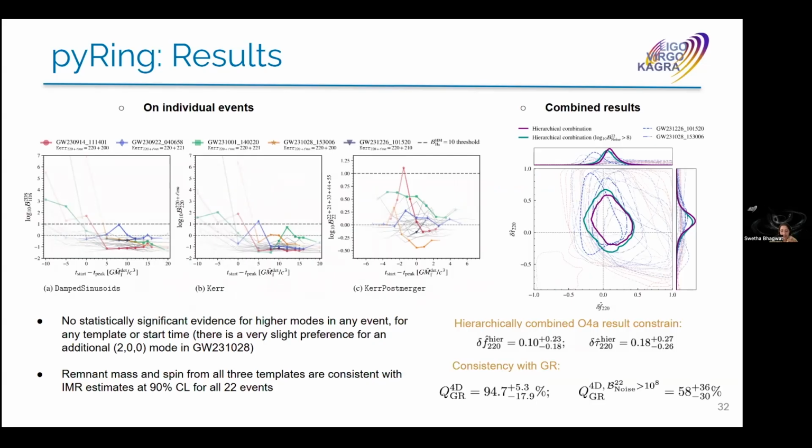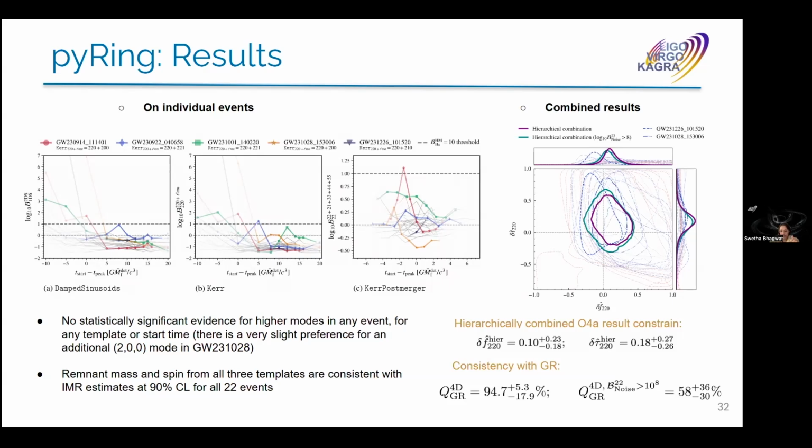GW230128 shows a very slight preference for an additional 200 mode, but it is not significant enough to claim a higher mode detection. Also, the parameter estimation of remnant mass and spin for all of the templates are consistent to a 90% credible interval level with the full inspiral-merger-ringdown analysis for all of the events here. Now on the right side, you see the parameterized test.